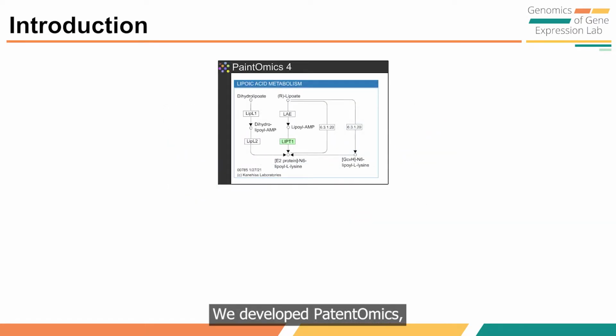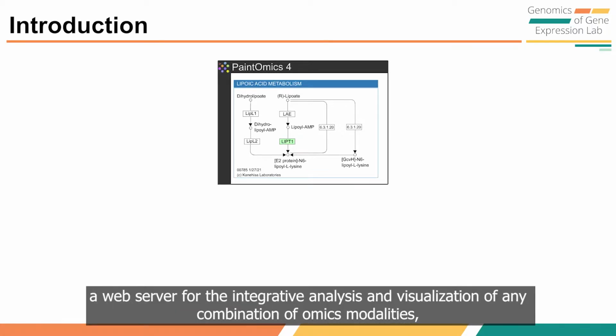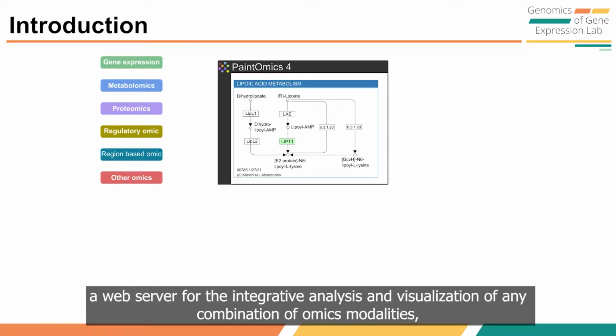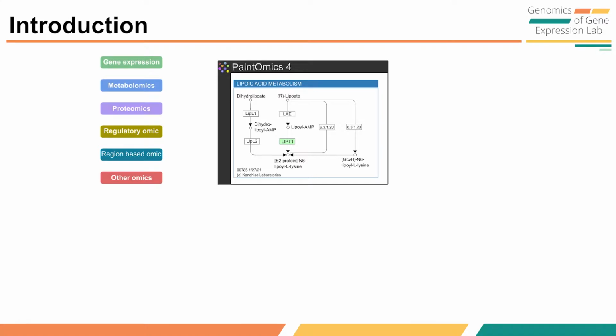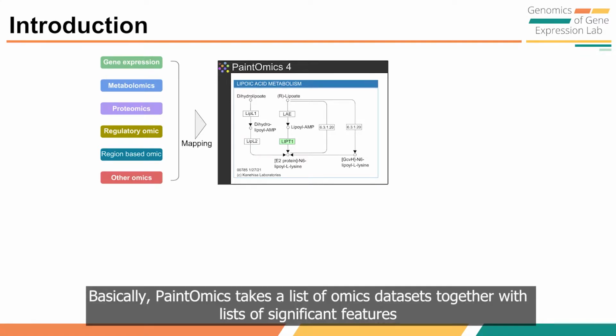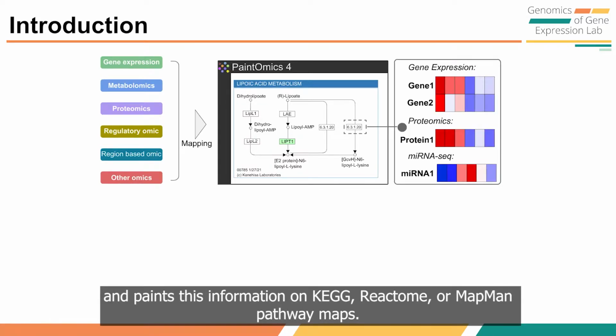We developed PaintOmics, a web server for the integrative analysis and visualization of any combination of omics modalities, using biological pathway maps. Basically, PaintOmics takes a list of omics datasets together with lists of significant features and paints this information on KEGG, Reactome, or MapMan pathway maps.